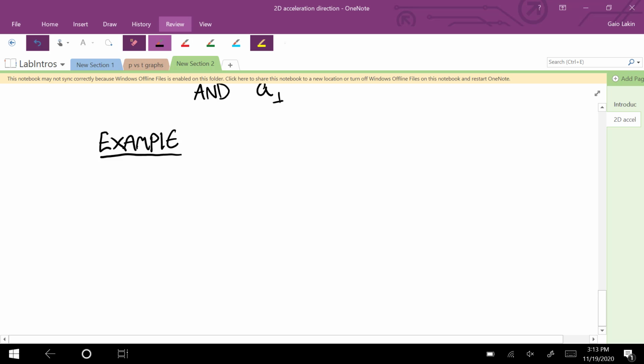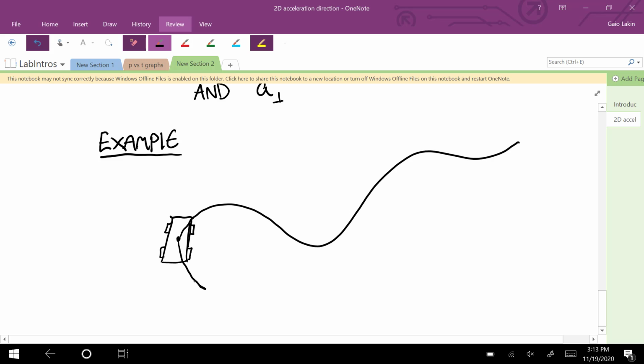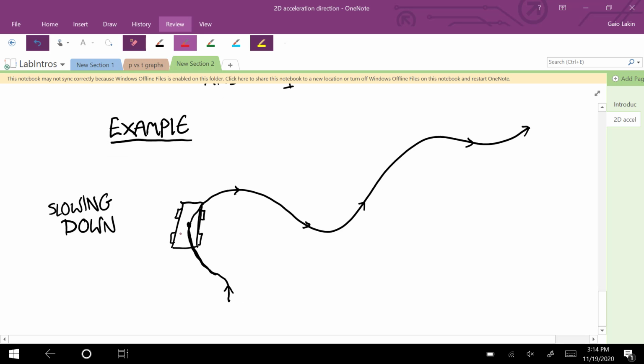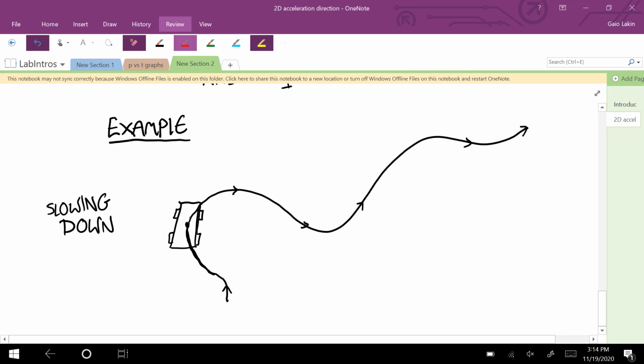Okay, so let's say that we have this car. We're looking at it from above. And let's say it's following a path like this. Okay, so it's going this way along the path. And at this instant right here, let's say that the car is slowing down. So what can we say about the acceleration direction of this car? Well, first, I'll draw the velocity vector, which is tangent to the path at this instant. So at this instant, it's going this way.